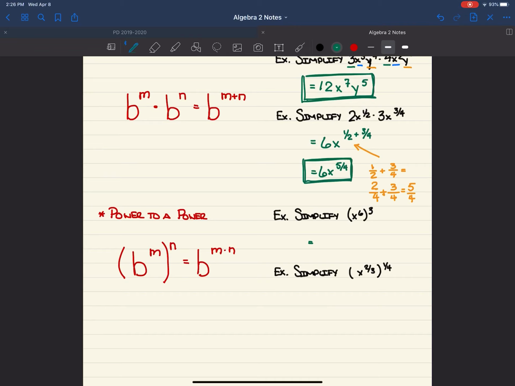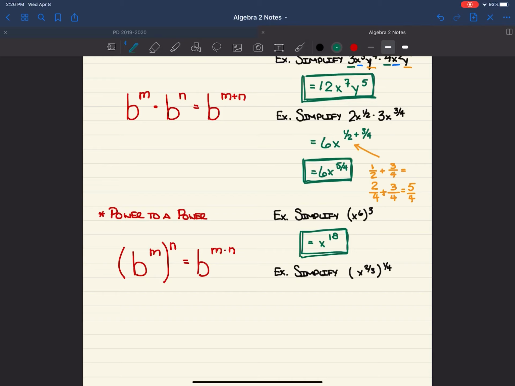So again, if we have a power to a power following our rule over here, that's going to give me 6 times 3, which gives me x to the 18th power. So there is my final answer to simplify that first expression.